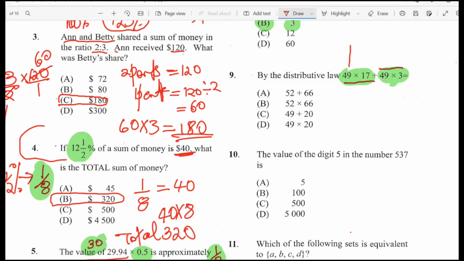Common factor here is a 49. So we could say factorize out the 49. And you're left with 17 plus 3, which really means 49 times 20. And you look for that, the answer is D. All right. So you could employ a factorization for that and then look to see what is matching up with what you have.